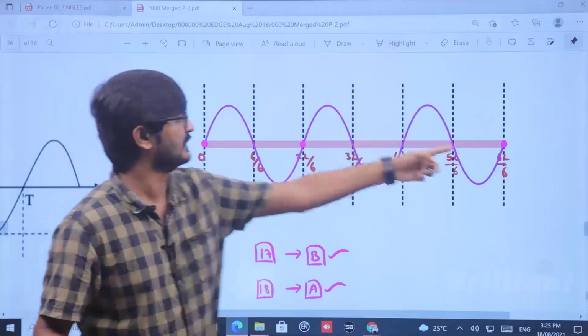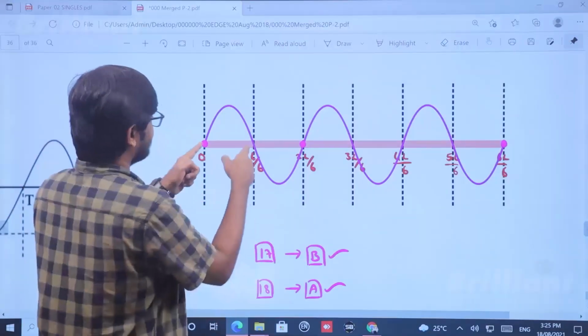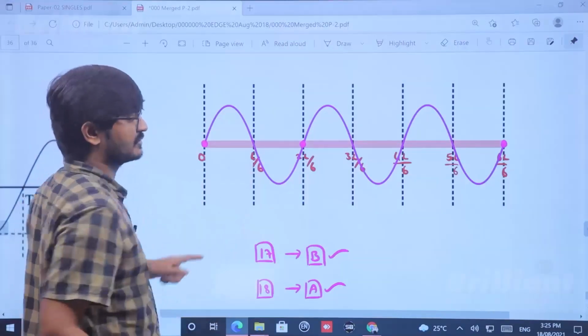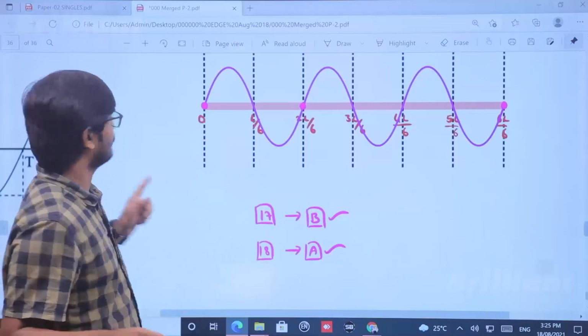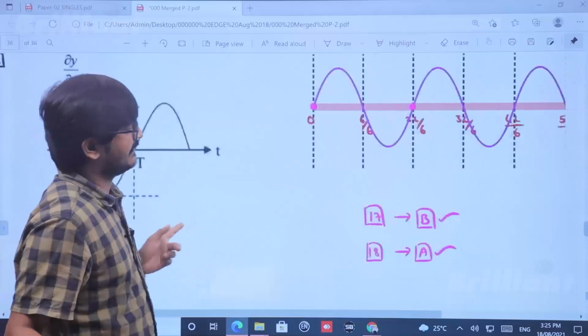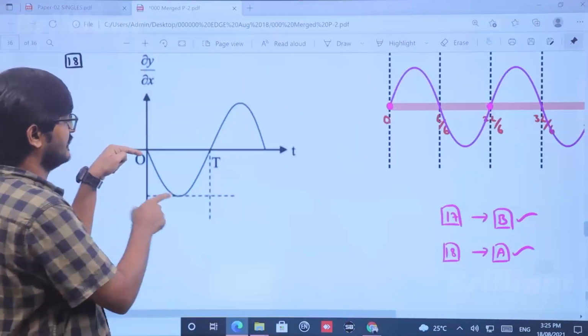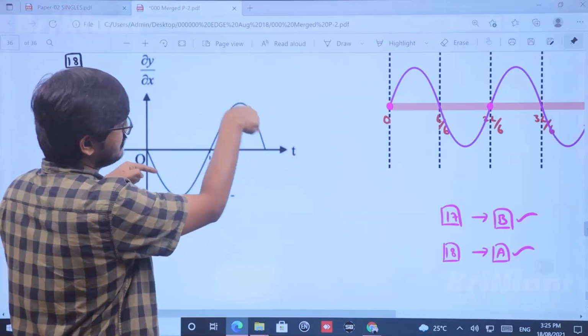Node, node, node. And again they have given some information like between 0 and L by 6, again there are only two particles. So this is the only possibility. Once you understand this is the possibility, now from the given graph, they are saying the graph gives the slope at L by 3, slope at L by 3. Now slope negative, 0, positive, 0.